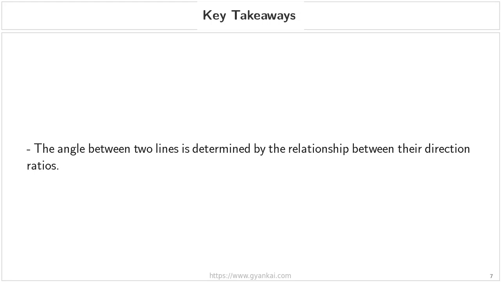Key takeaways. First, remember that the fundamental principle we've explored is that the angle between two lines in three-dimensional space is determined entirely by the relationship between their direction ratios. Essentially, if you know how the lines are oriented, you know the angle between them.